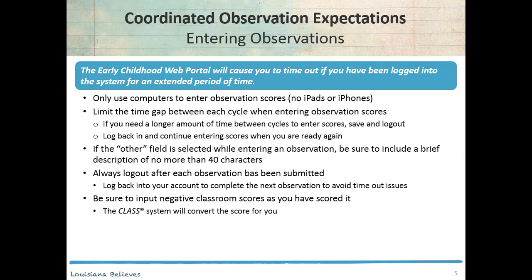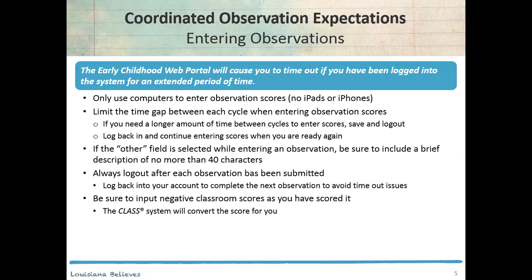Make sure you limit the time between each cycle when you're entering in your scores. If you need a longer amount of time between a cycle, just save and log out. You can always log back in and continue whenever you're ready. This is to avoid one of those timeout issues. If you need to select the other field, just be sure that you include a brief description of no more than 40 characters. Always log out after each observation has been submitted. You can log back in and do your next one. If you don't, though, you could run into some timeout issues.